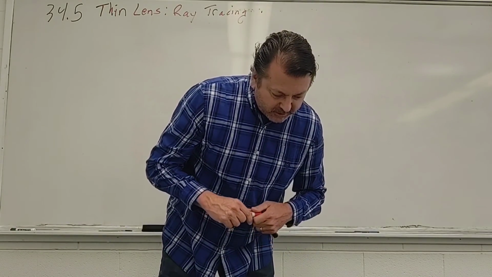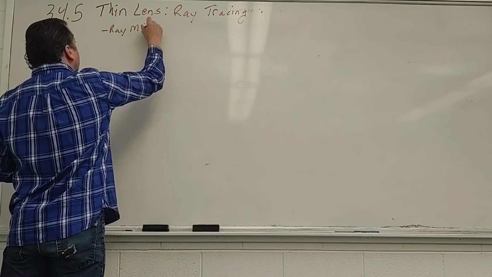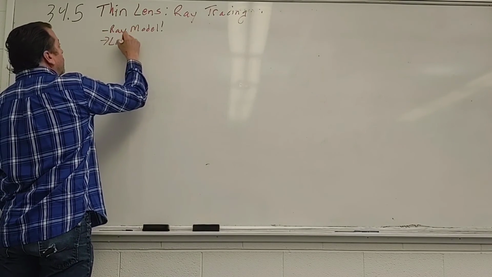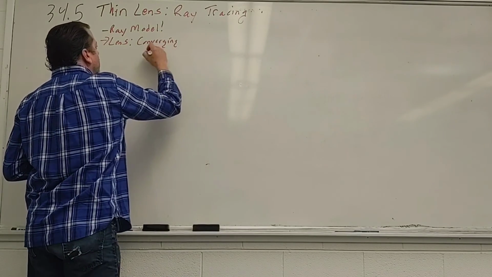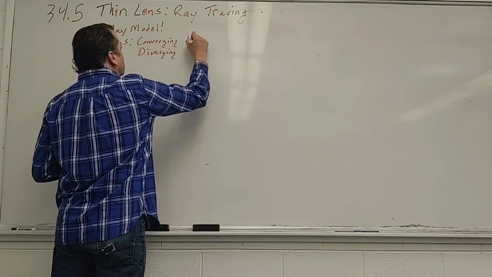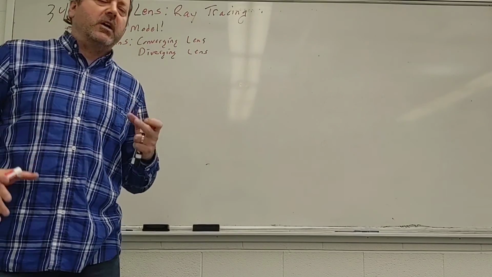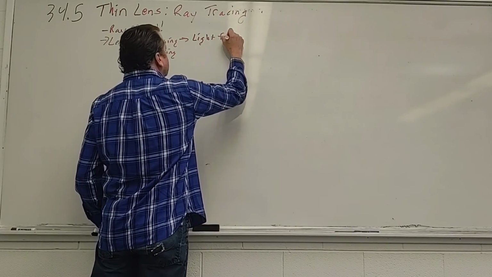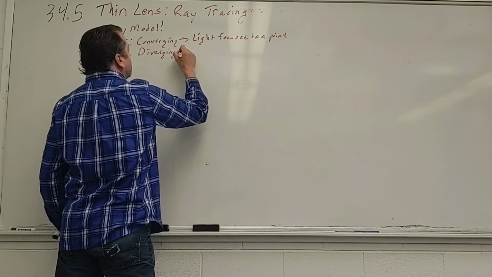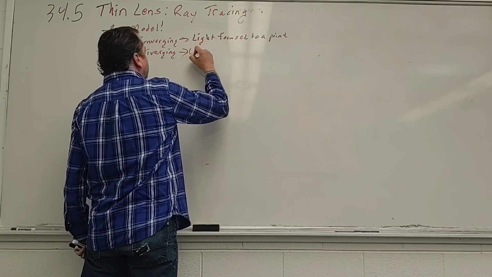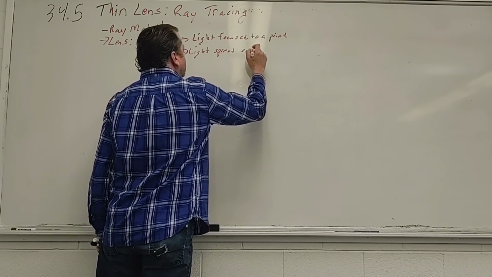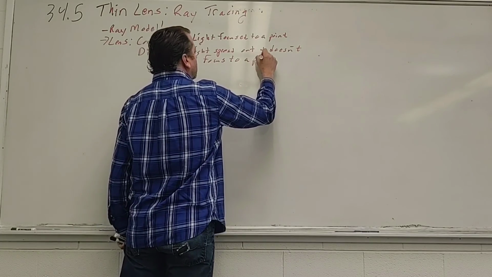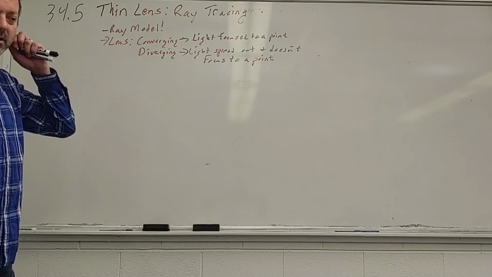What we're going to do with ray tracing, of course, uses the ray model, not the wave model. For lenses, there are converging and diverging lenses. These lenses work based on function. With converging lenses, light is focused to a point. With diverging lenses, light diverges or spreads out and doesn't focus to a point. That's how they work.